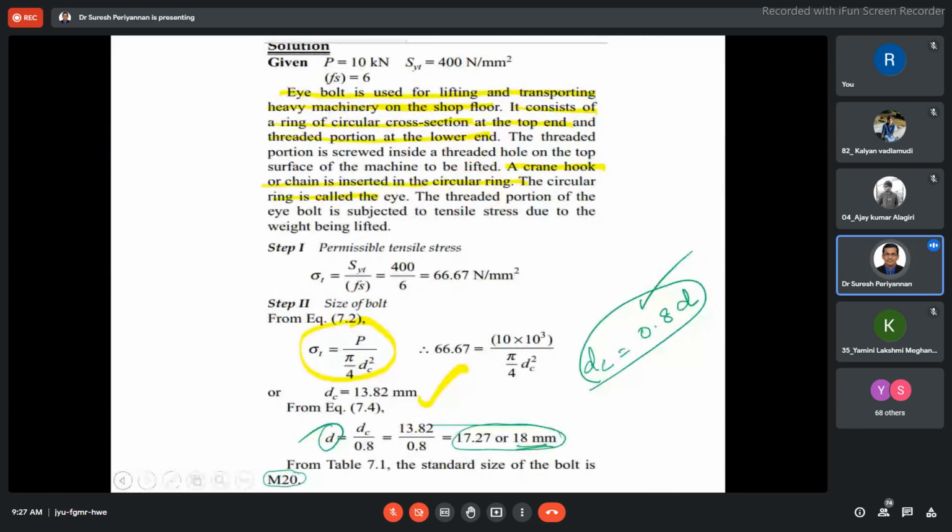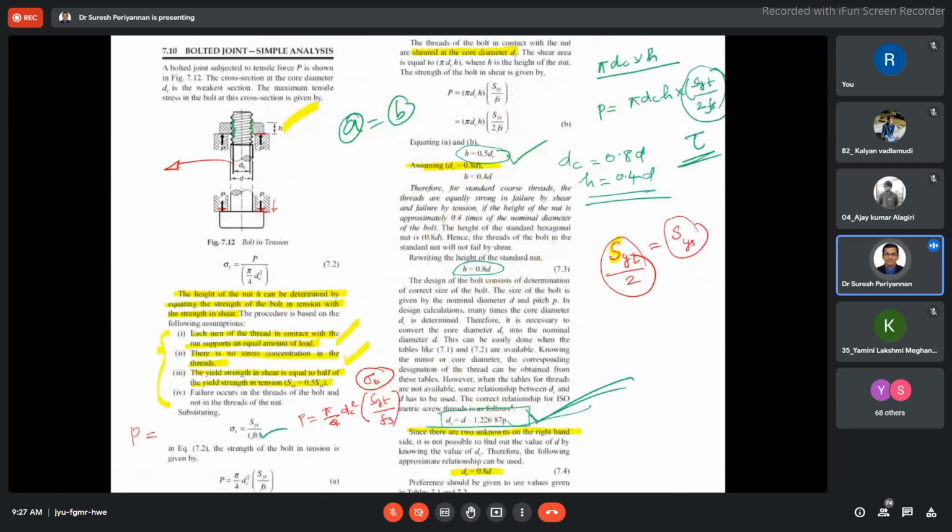M20. Now, as I told you, you may think that, sir, earlier you told us you can go for this design. If you want, you can mandatorily define your DC or P, whatever. But now you can define your P from the table. You can define P, right?